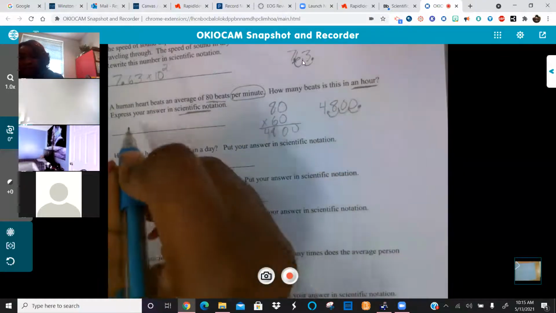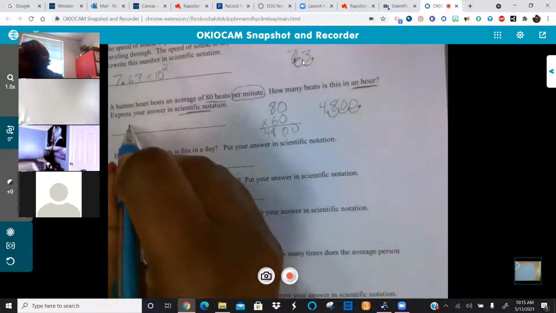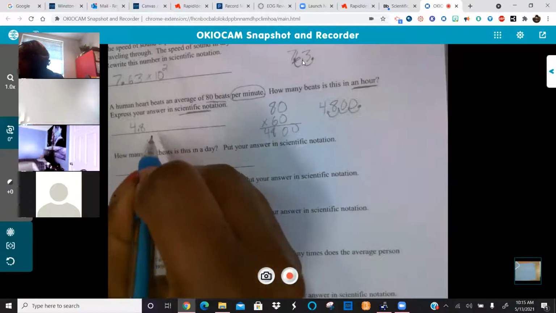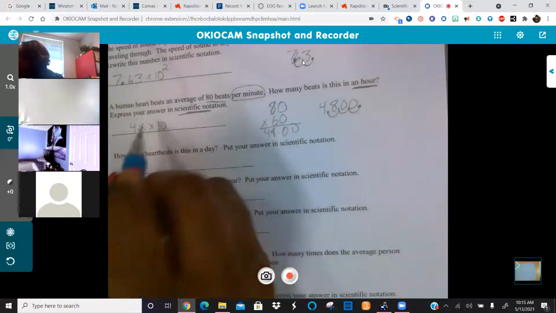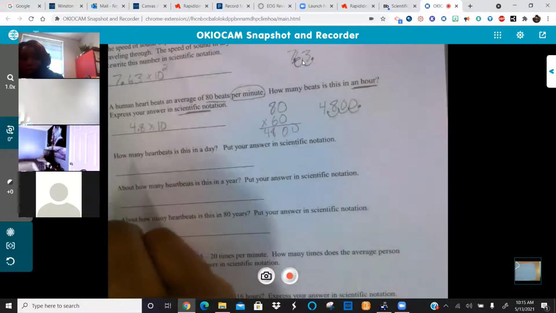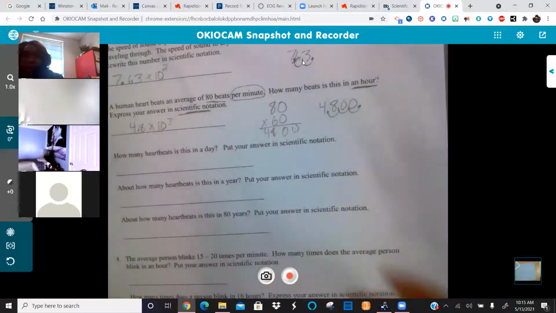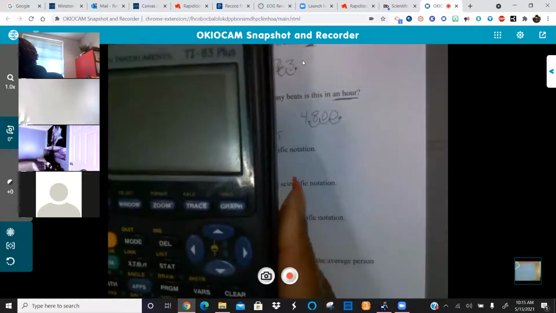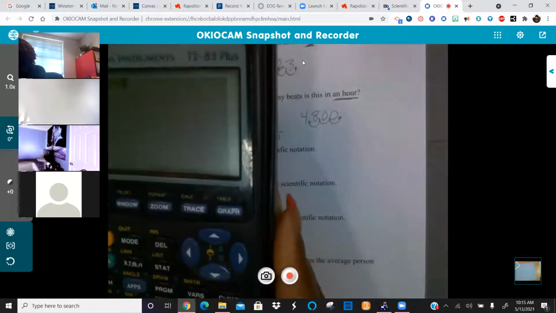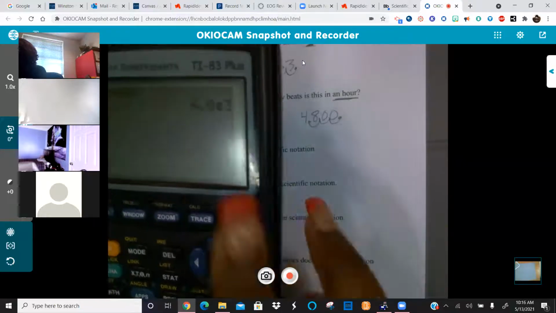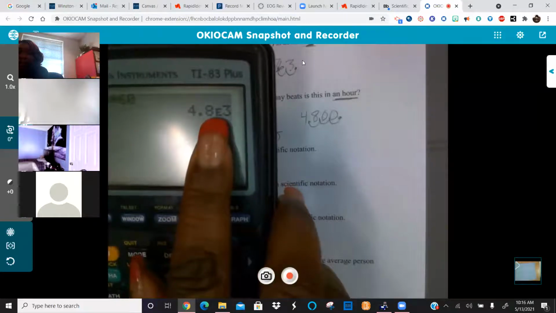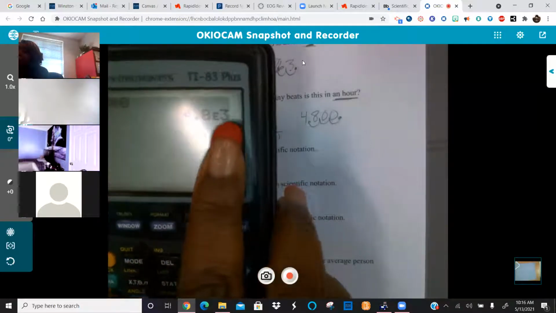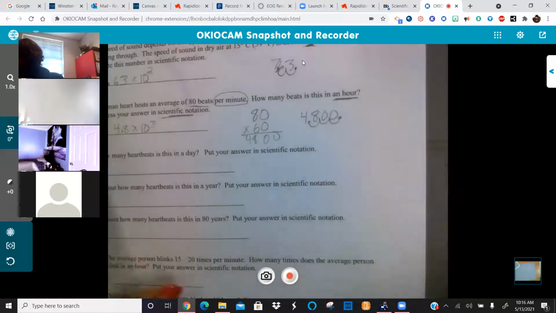So how do we write this in scientific notation? 4.8 times 10 to the 3rd power. Okay, very good. Okay, and don't forget, if it's calculator active, you can use the calculator. Okay, and do you see how they have E in the calculator? E is the same as times 10. The number that comes after the E is the exponent.